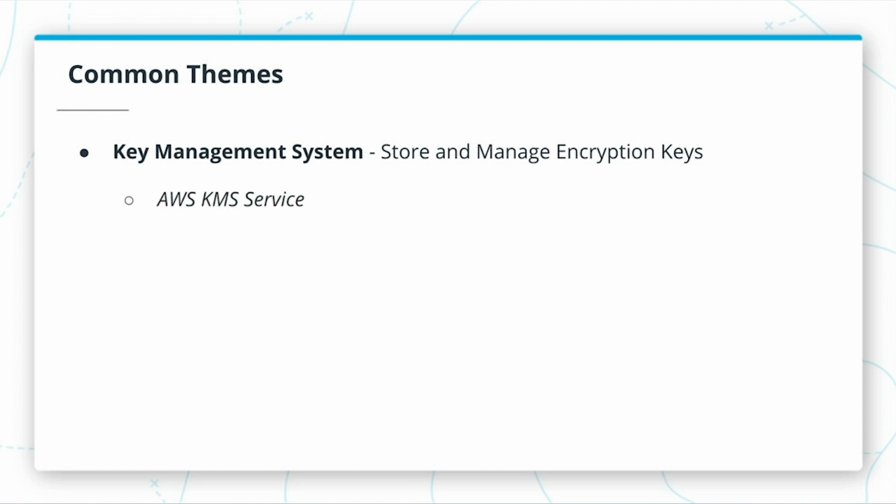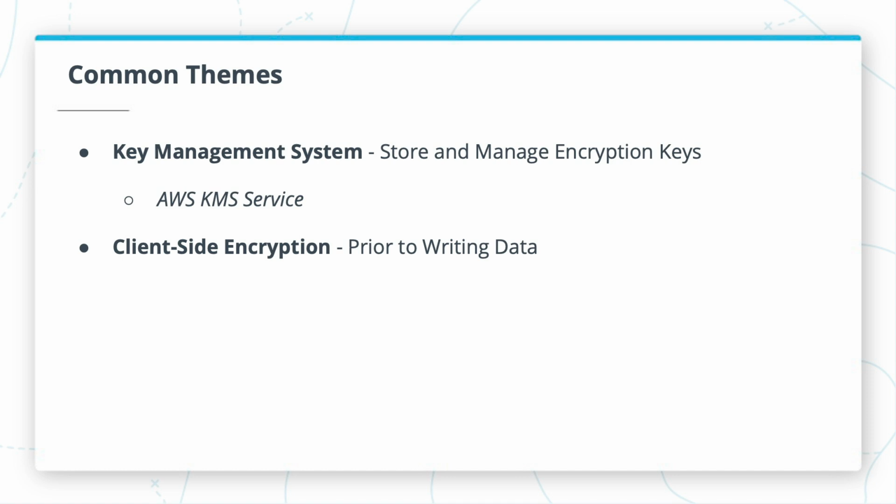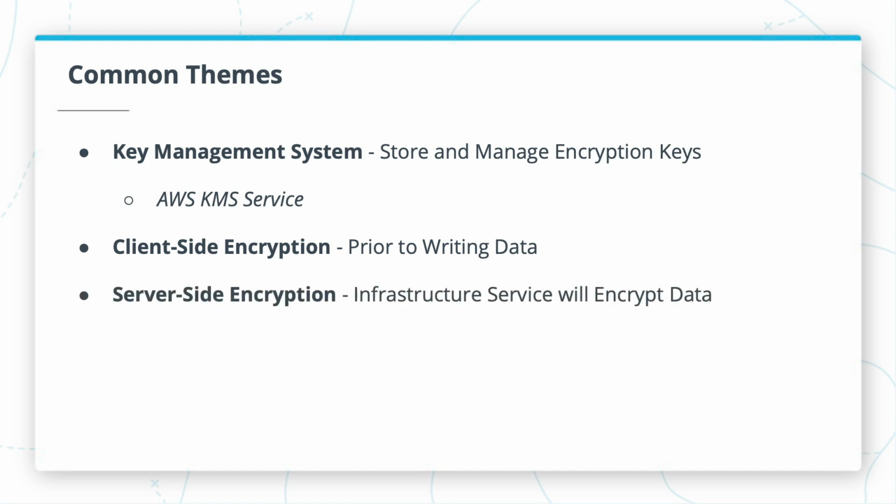AWS provides a key management service called KMS. KMS is tightly integrated with the AWS services and the AWS SDKs that a developer would be using. Choose to encrypt the data with the application prior to persisting or writing. We will loosely refer to this as client-side encryption. The AWS services can also be configured to handle the underlying encryption activities. We can refer to this broadly as server-side encryption.